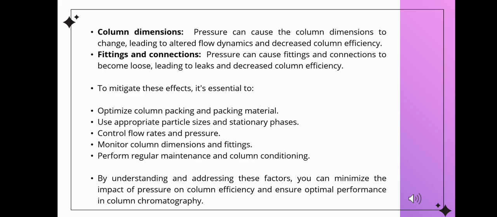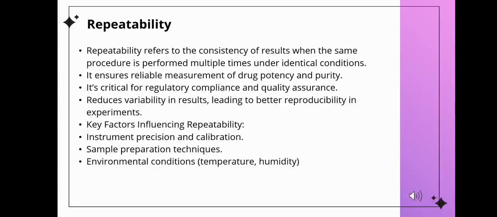To mitigate these effects, it is essential that certain things be considered, like optimize the column packing, use appropriate particle size and stationary phase, control the flow rates and the pressure, monitor the column dimensions and the fittings, perform regular maintenance and column conditioning. The other parameter we can consider is selectivity, which is represented by alpha. It measures how well the column distinguishes between the two analytes. By understanding and addressing these factors, we can minimize the impact of pressure on column efficiency.